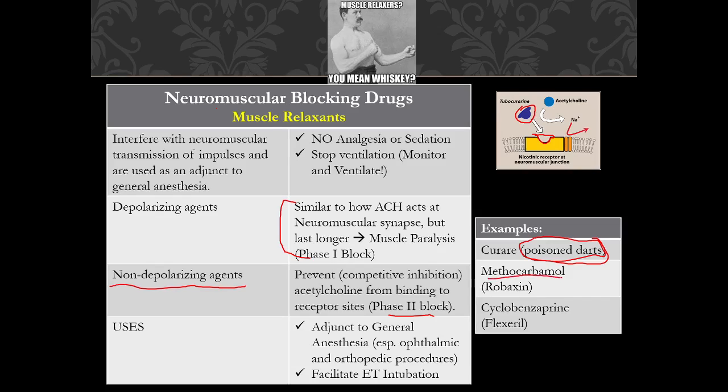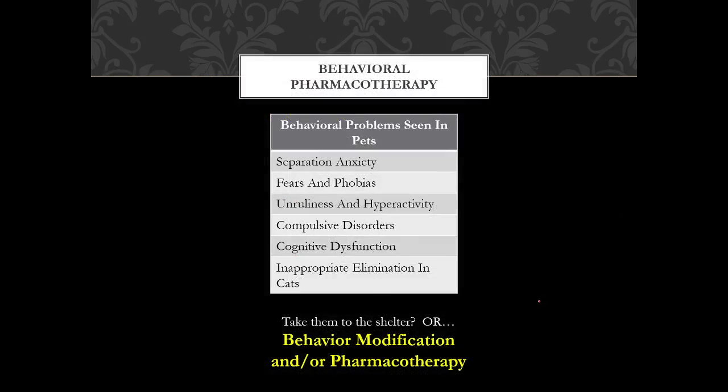Okay, so methocarbamol, or Robaxin, and cyclobenzaprine, or Flexeril. Those two are muscle relaxants as well.